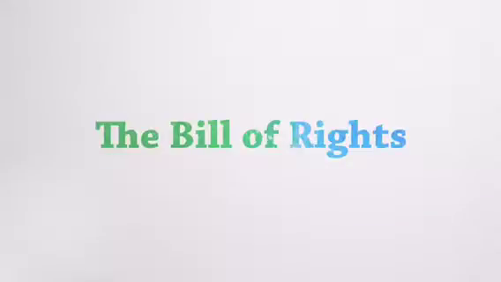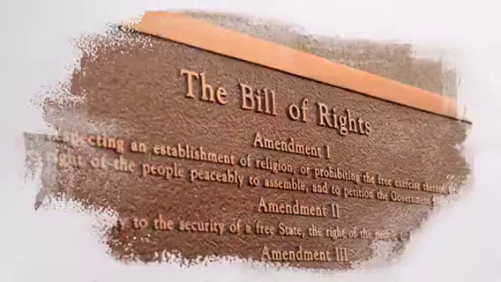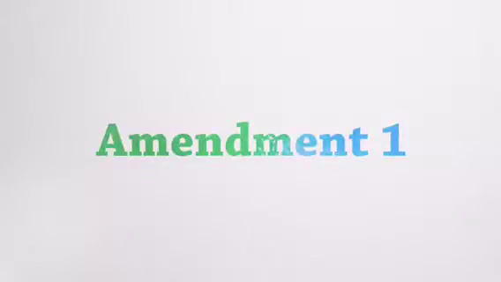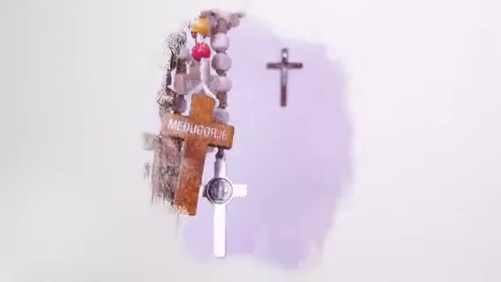And today we will be talking with you about the Bill of Rights. The Bill of Rights consists of 10 amendments. Amendment 1 consists of 5 parts.